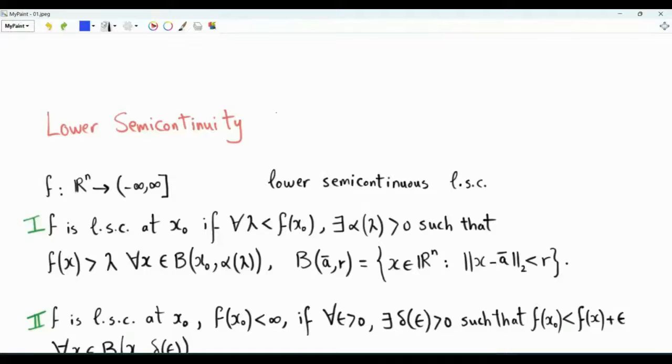This video is about lower semi-continuous functions. These functions are very relevant to convex analysis and optimization. However, in this video, I just focus on the property of lower semi-continuity. So function f here does not need to be convex.